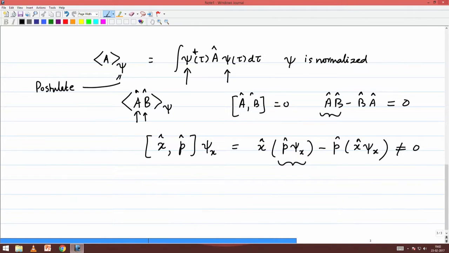That's one reason why we say that x and p do not commute, or x and p cannot be simultaneously accurately determined. Okay? So the operators here do not commute with each other. We have never explicitly done this calculation, but now we will do that.